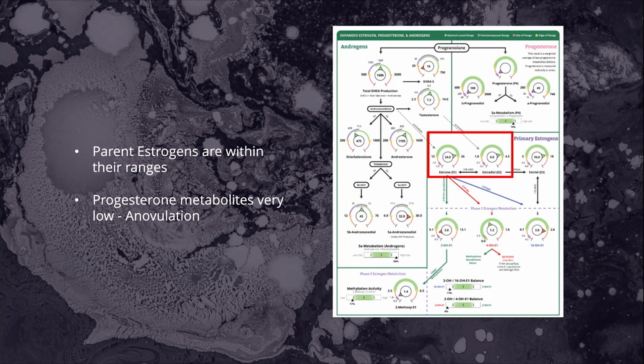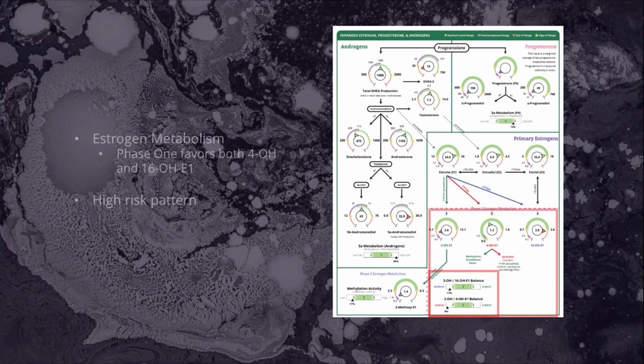Now, parent estrogens in this case are sitting within their ranges, but on the higher side. Right? Progesterone metabolites were pretty low for a cycling female. This could be due to irregular cycles in perimenopause or even anovulatory cycling, which is pretty common in late perimenopause. And patients may have estrogen dominance symptoms with this type of lab presentation, and it might feel like heavy bleeding, mood swings, breast tenderness, things like that.